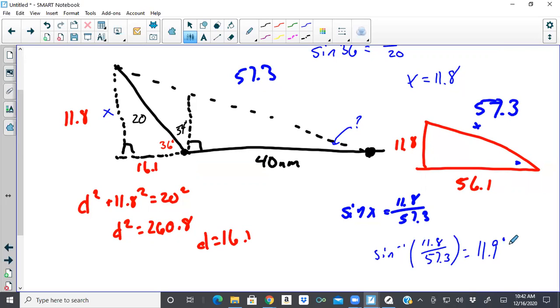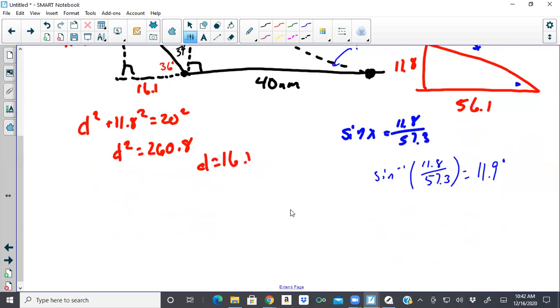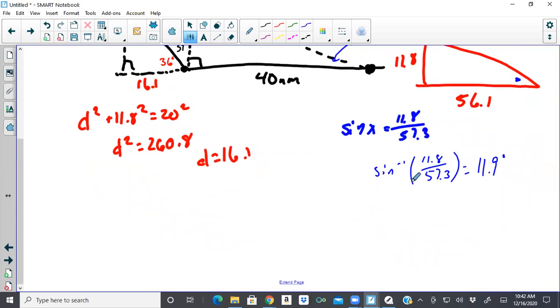Now, that being said, that is not the bearing, right? Because right now, if I'm asked the bearing of this, if I said north 11.9 degrees west, what that picture looks like is on my compass, I have north, and then 11.9 degrees would look like this. That's not what I want. I want my picture to open up.